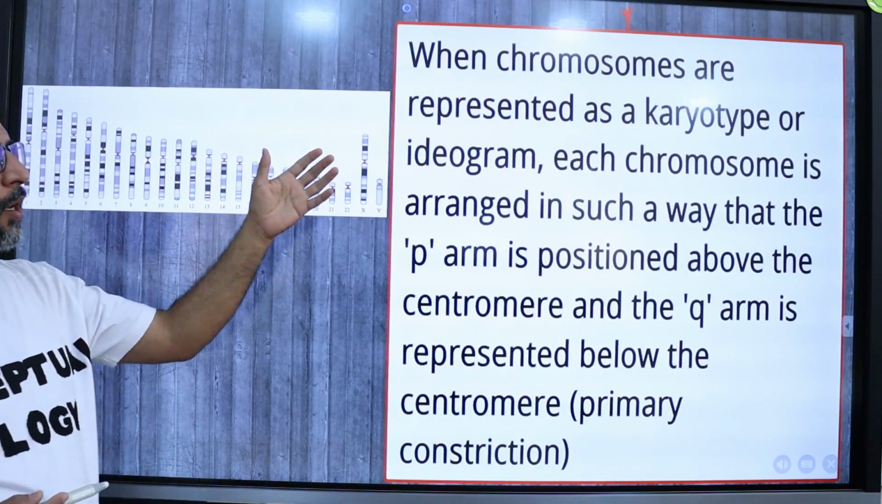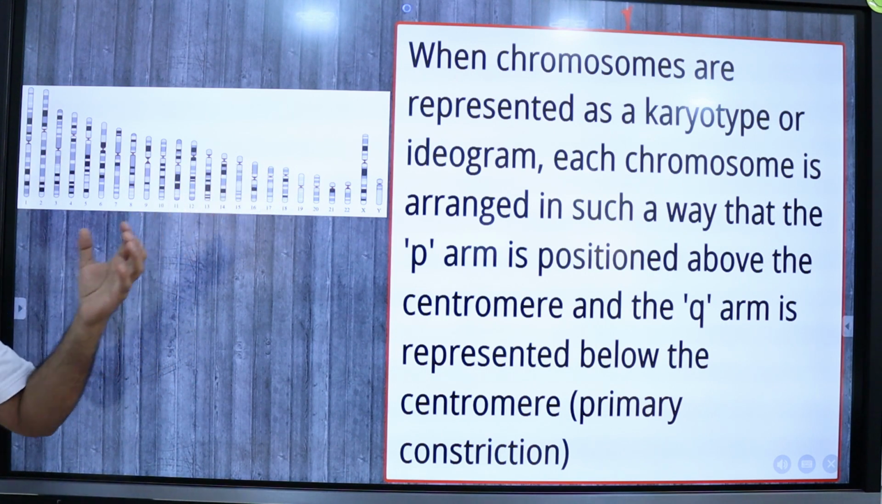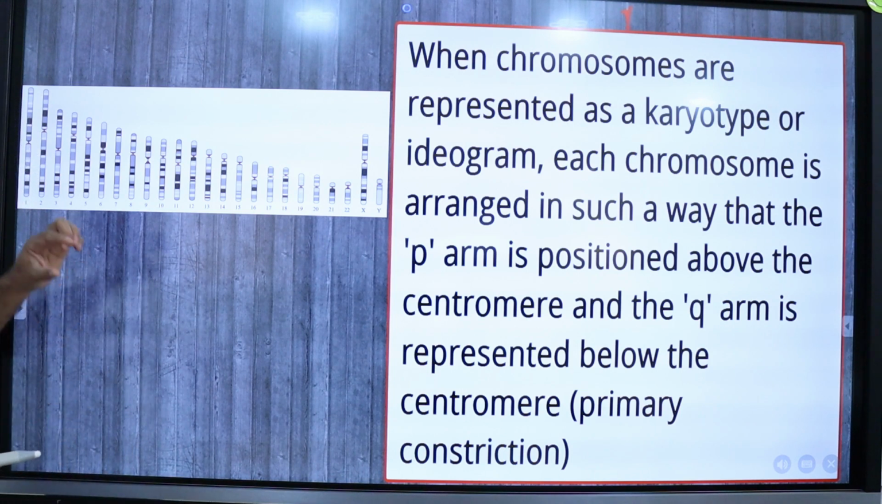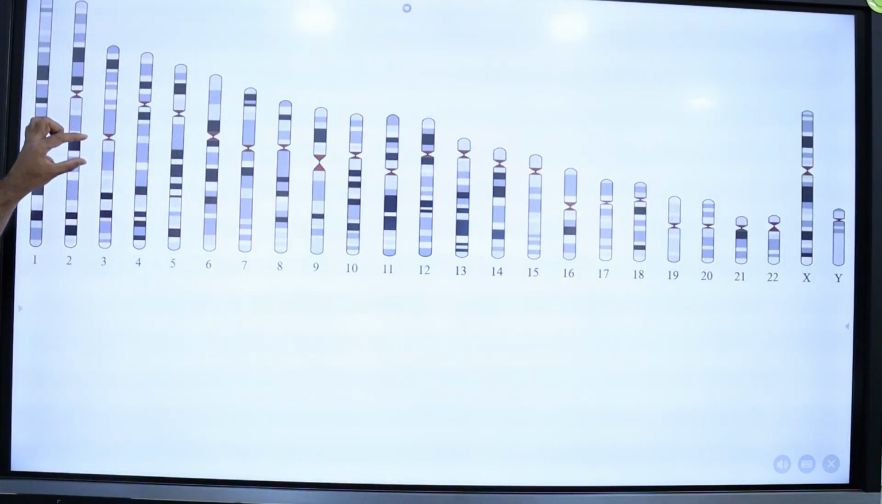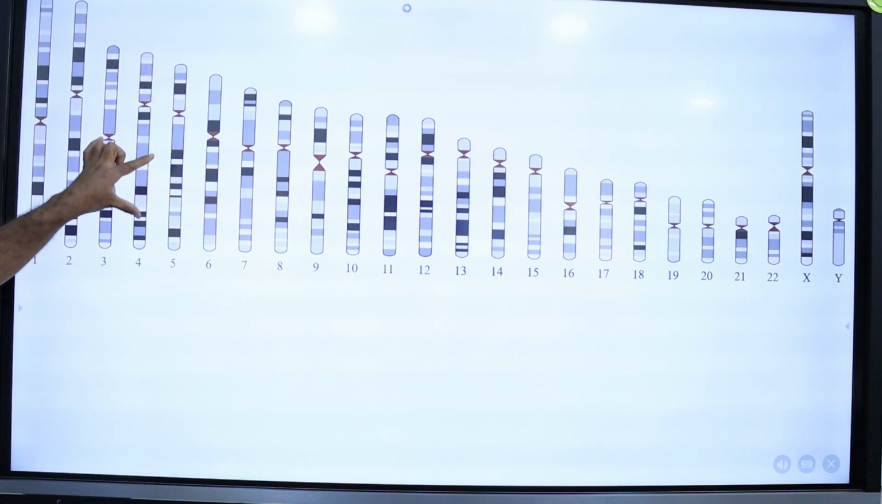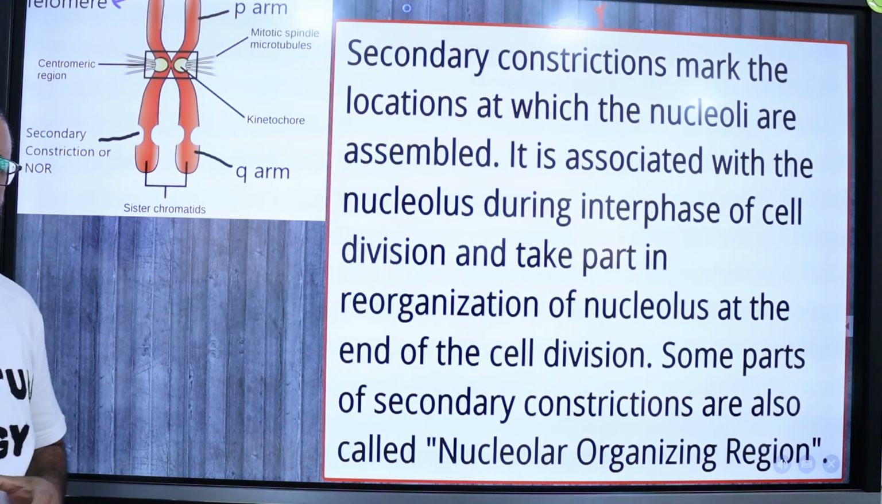When chromosomes are represented as a karyotype or ideogram, each chromosome is arranged in such a way that the P arm is positioned above the centromere and Q arm is represented below the centromere, and centromere is the primary constriction. So this is the karyotype of human genome, and in each chromosome P arm is directed upward and Q arm is directed downward. What is secondary constriction?